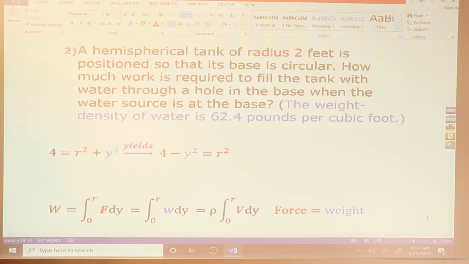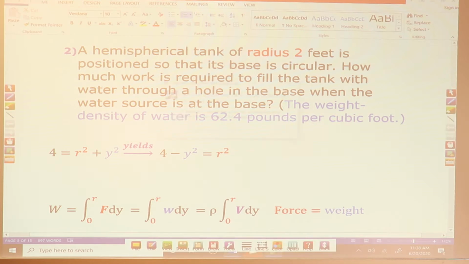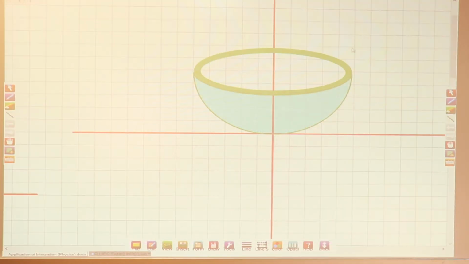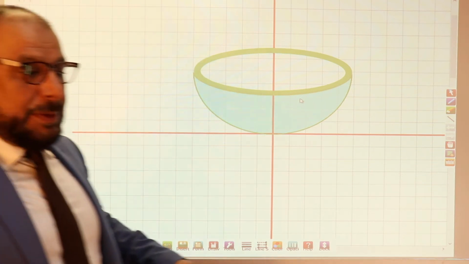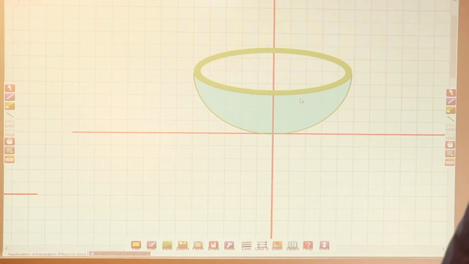I'm going to explain how I did this equation. I'm going to go to my board. I prepared the graph for you. This is the hemispherical tank. Okay, let us see what we can do with this.